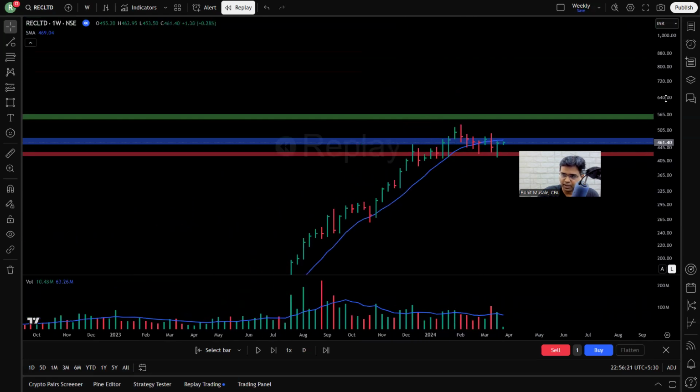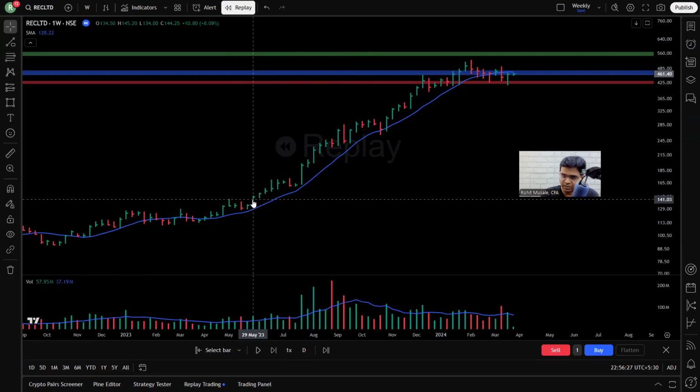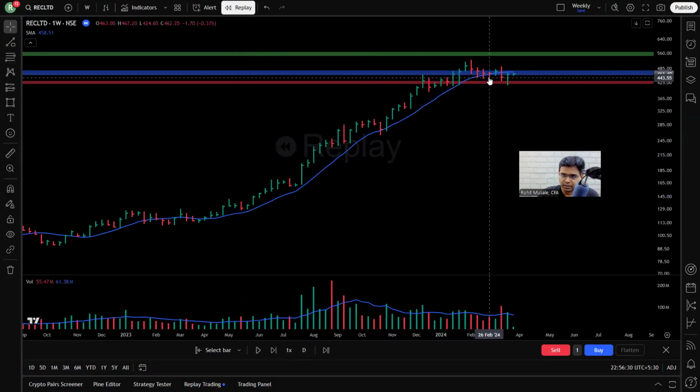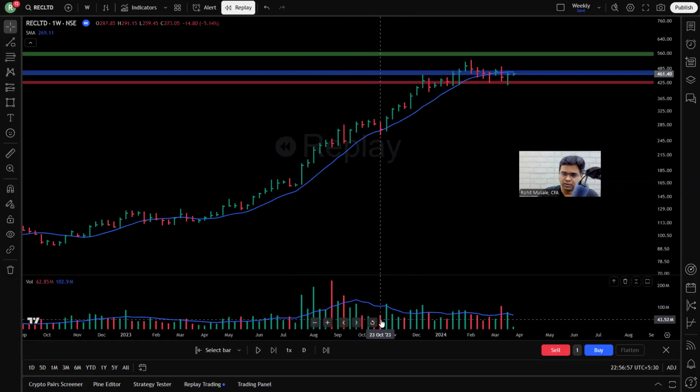That happened because of this prior extensive run after the breakout on 29th of May 2023. See, from this bar of the 29th of May week till 11 March 2024, almost 10 months, the stock continued to remain above the 10-week simple moving average. In this week, it tried to close below that, but it did not close below the 10-week simple moving average. And even if it had closed, it was not a worry because the volume that week was very low. If it closes down on high volume, that's a problem. Here it closed down on high volume, that is a problem.